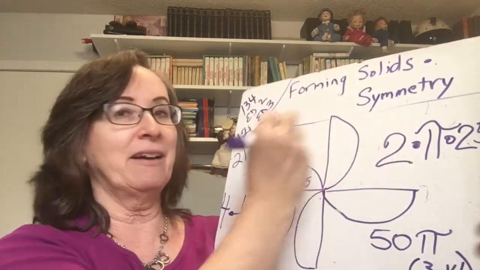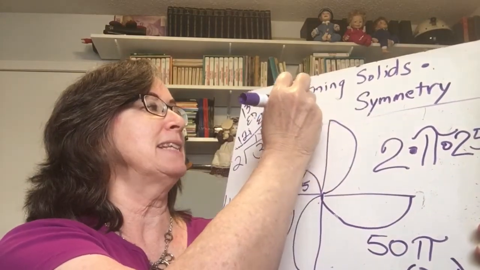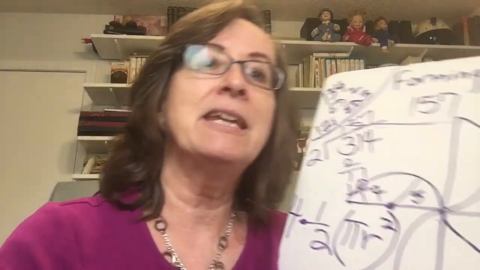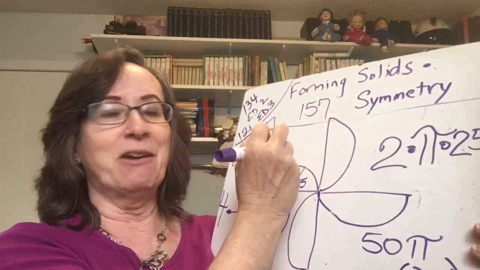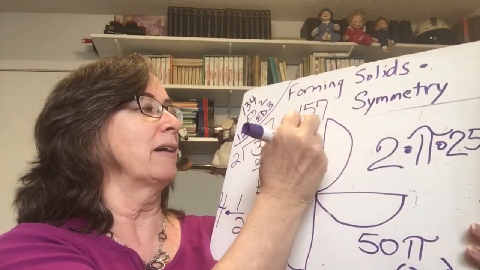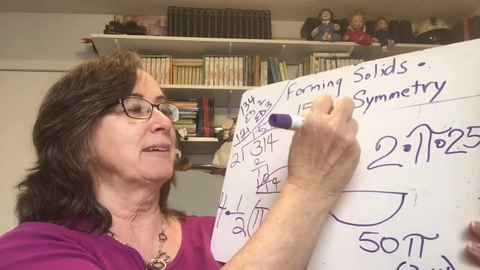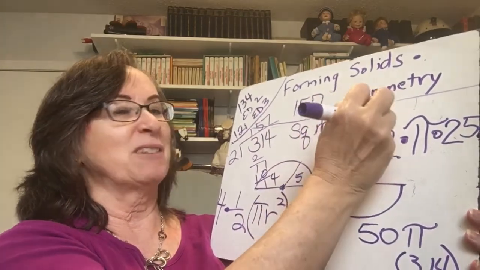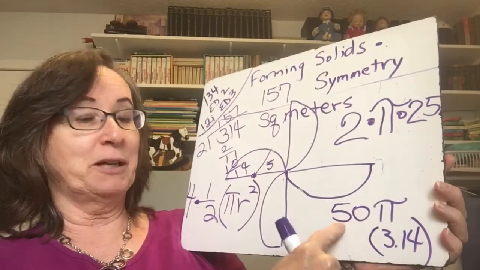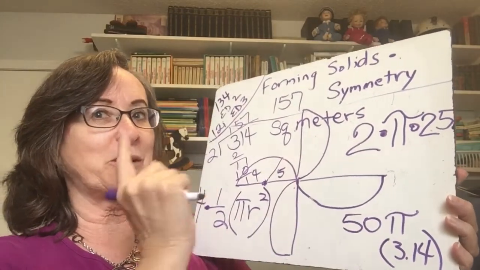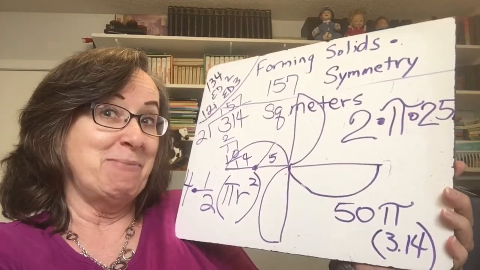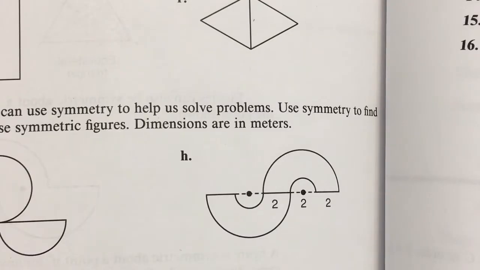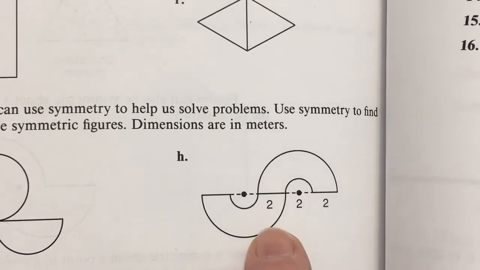So the area of this is 157, and the units are in meters. And it's area, so it's square meters. Wasn't that a cool trick? We could have multiplied it by 50, or we could have multiplied it by 100 and then divided by 2. Same thing. Here is the last figure that we're doing on our homework.